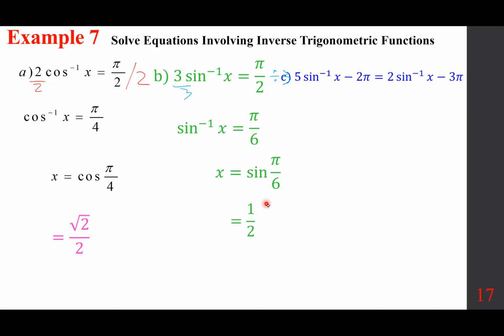Five sine inverse minus 2 pi equals 2 sine inverse minus 3 pi. So we are going to move things around.